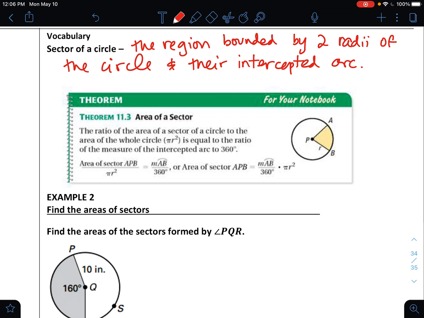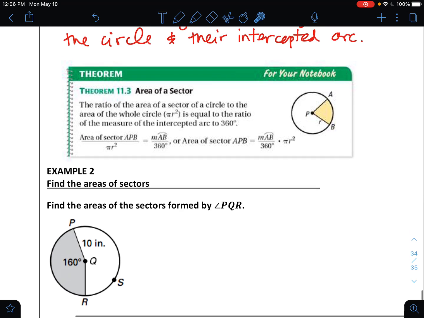Okay, so it's a section of the circle. If you look at this picture here, this yellowish part is called a sector. It is a section or a fractional piece of the circle. Our goal is to find the area of this fractional piece, or maybe we know the area and we're trying to find the radius or something like that. Our formula here is identical to what we did for circumference. It's just we're dealing with area.